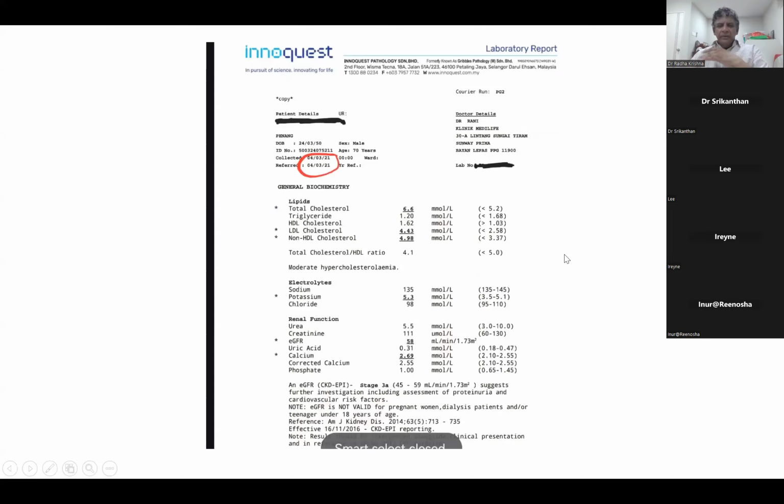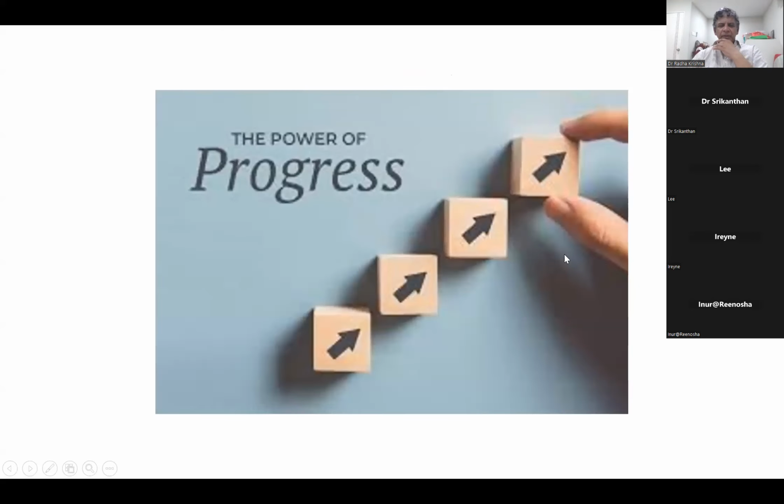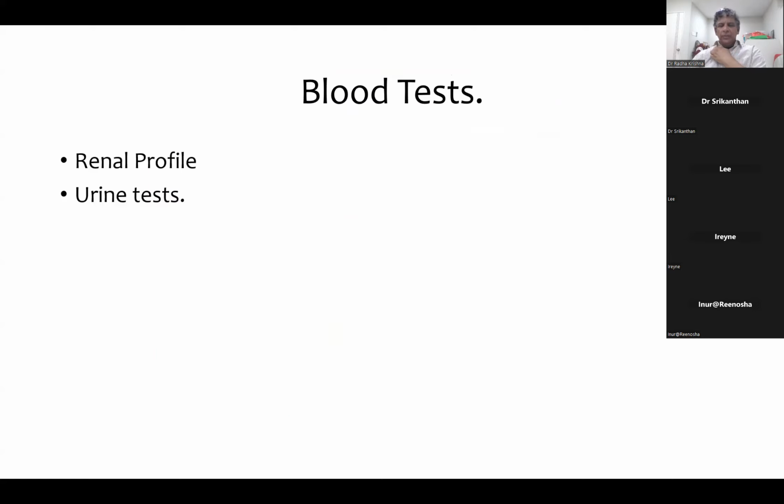Thank you. Okay, so now coming back to step 15, we need to see progress. Progress is based on the renal profile of urine test.